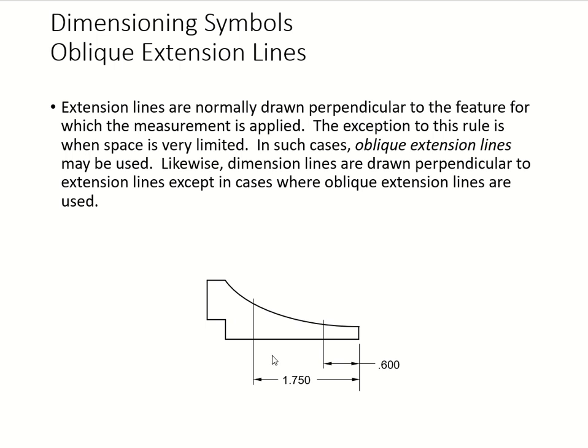Why do we need the extension line? Because for accuracy. It's kind of like giving the boundaries of where, from where to where is this value.